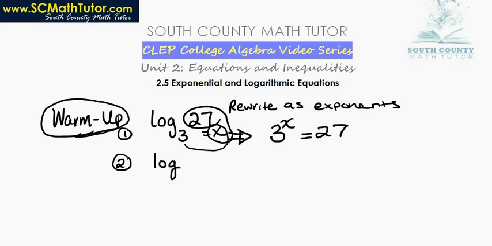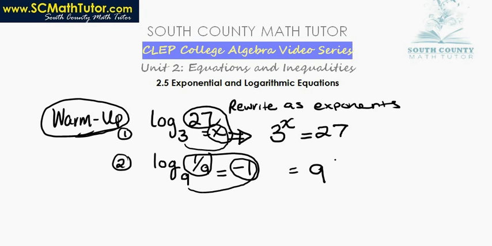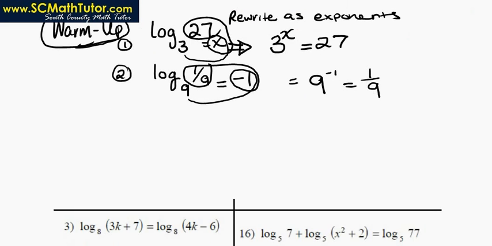Okay, let's do another one. Log base 9 of 1 over 9 equals -1. We write it as an exponent, circle of life: 9 to the -1 equals 1 over 9. And that's a true statement. 9 to the -1 is indeed 1 over 9.